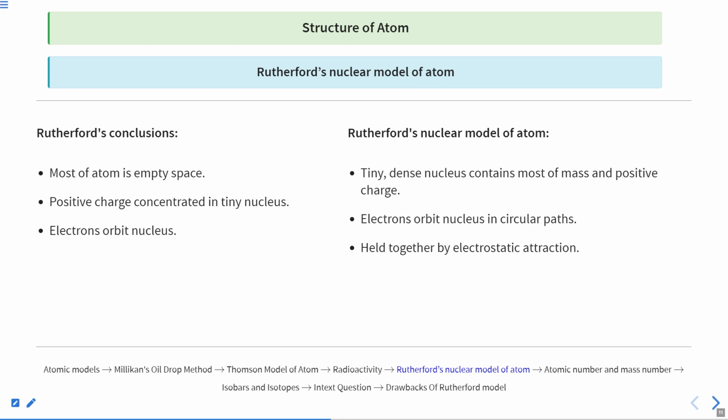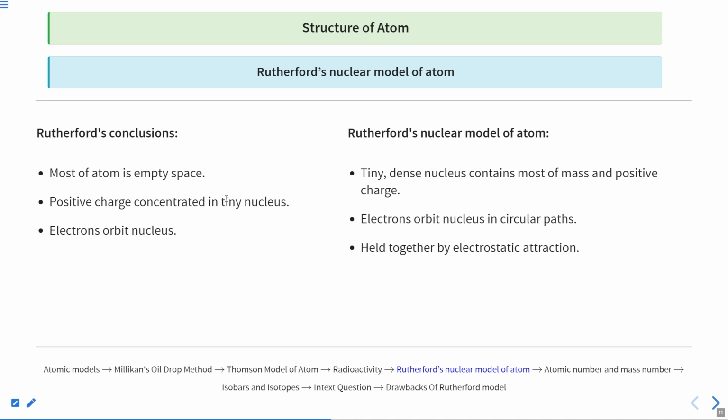So the theory that we said earlier, that positive charge is spread throughout the atom, was completely wrong. If that was the case, then most of our alpha particles would have deflected back, because they have positive charge. But since only very few of them are deflecting, it means that positive charge is there in a very small space. Clear? So this was all about the Rutherford nuclear model of atom.